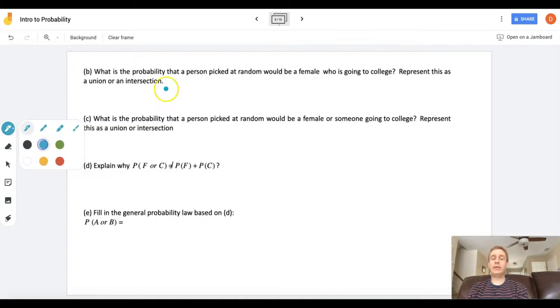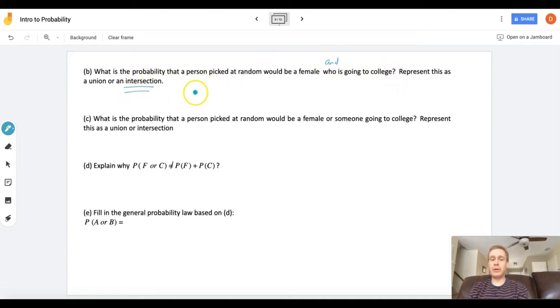Okay, so now let's continue with this problem and see this now connect to probabilities. In part B in this example 2, we want to determine what is the probability that a person picked at random would be a female who is going to college. Represent this as a union or an intersection. Now the verbiage here may not be so great, but if I were to say would be a female and is going to college, I hope that you would agree that this would represent an intersection.